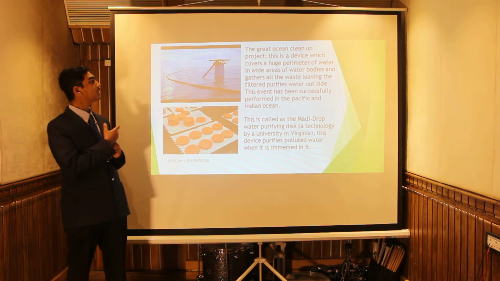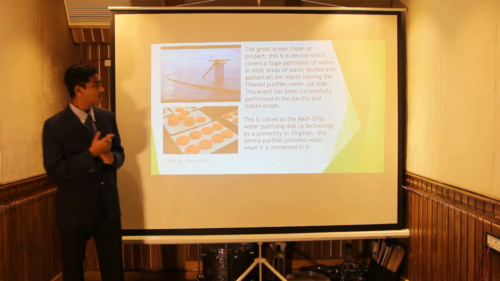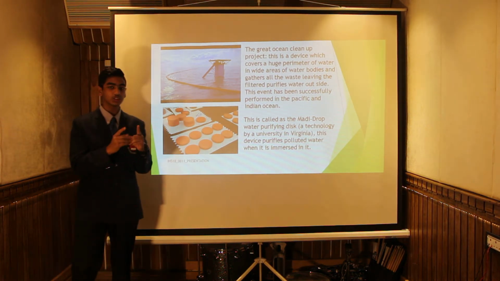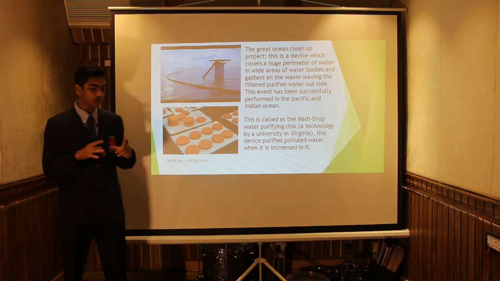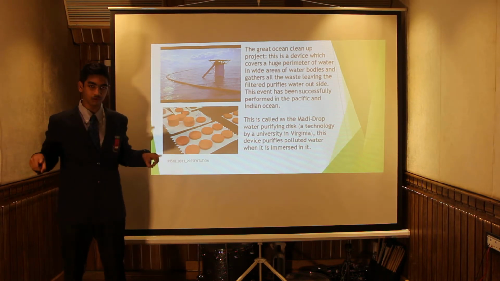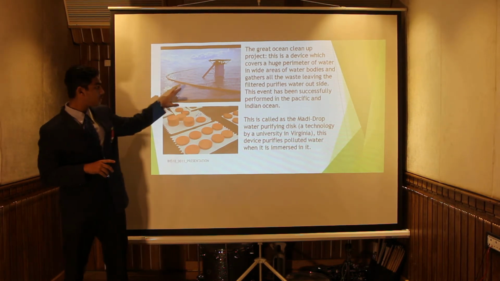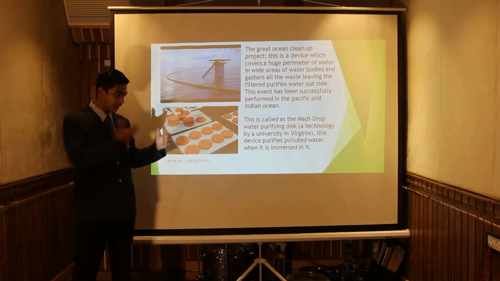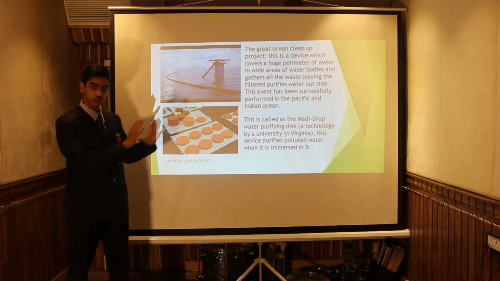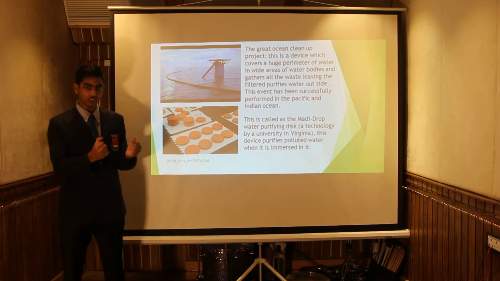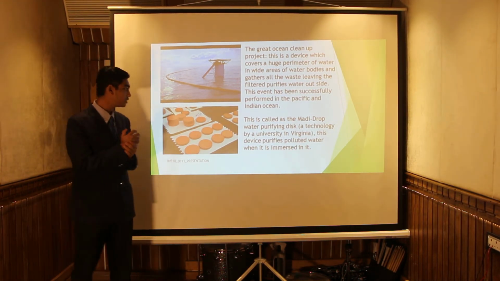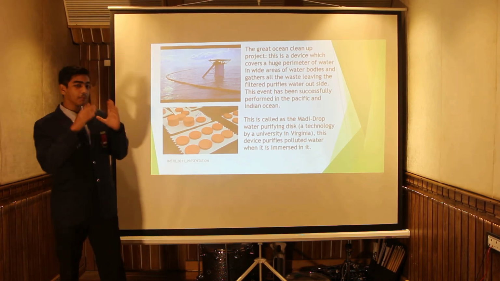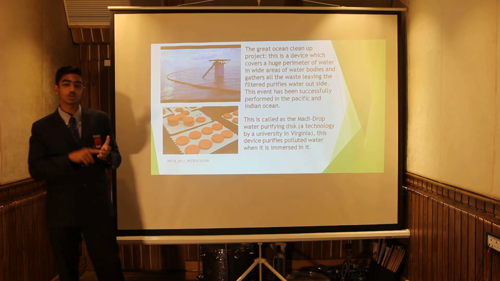Okay, so this is called the Great Ocean Cleanup project. This is a device which covers a huge perimeter of water. As the name suggests, it covers a huge perimeter of ocean or water. The borders of this thing actually filter the water. It takes the dirt inside and leaves the clean water outside. And it also gathers the plastic which is thrown inside water bodies. This project is performed in many parts of the ocean like the Pacific Ocean, Atlantic Ocean and Indian Ocean.